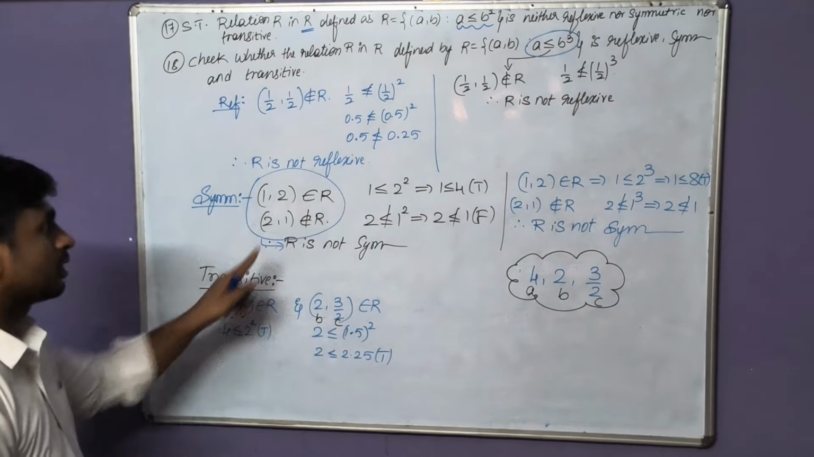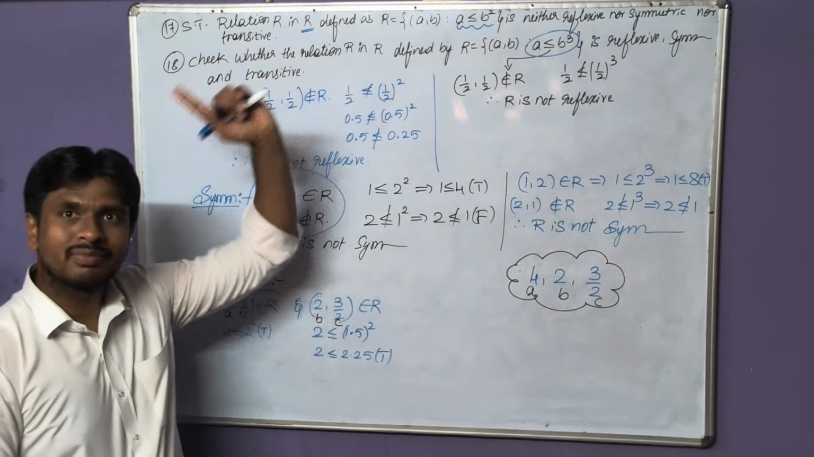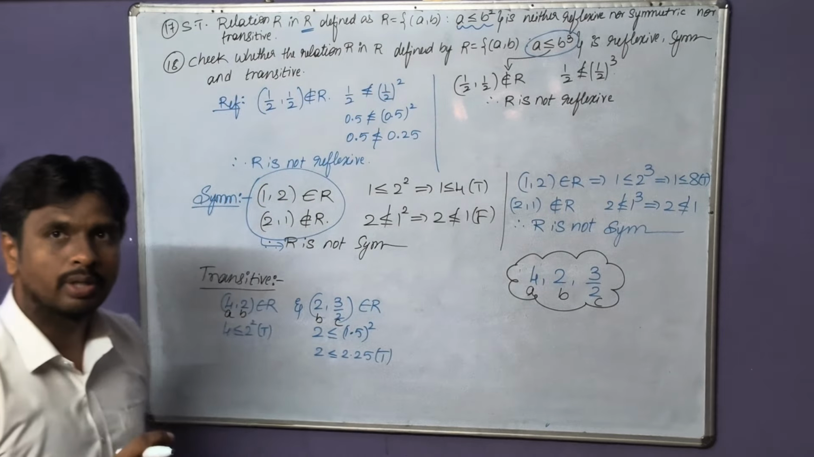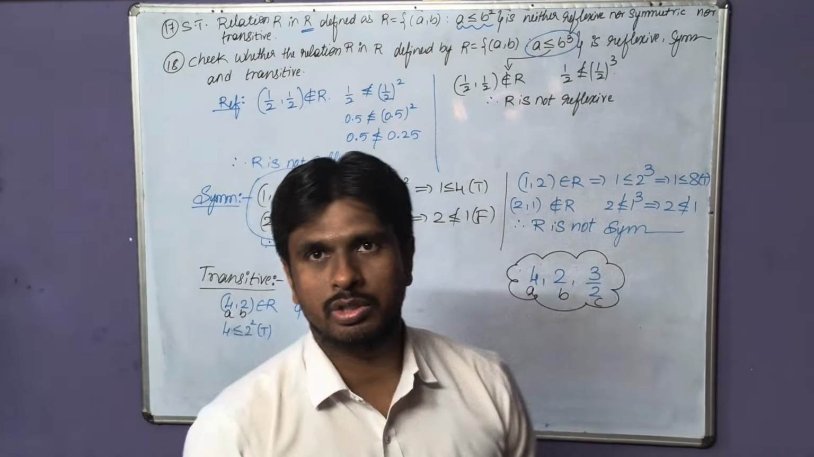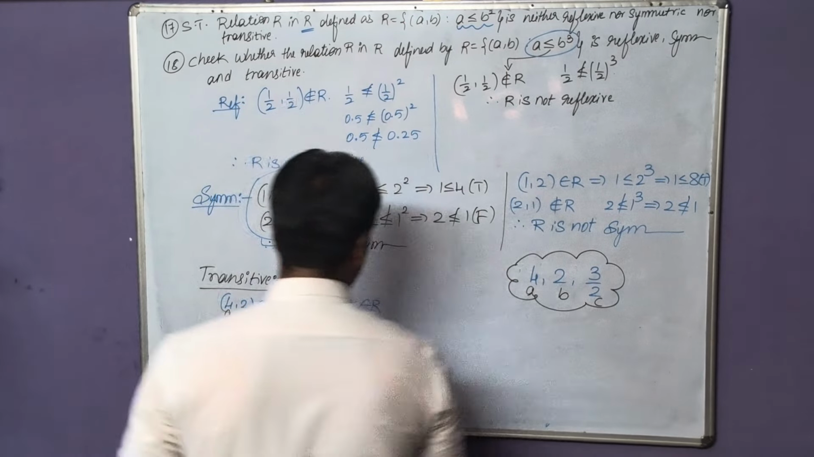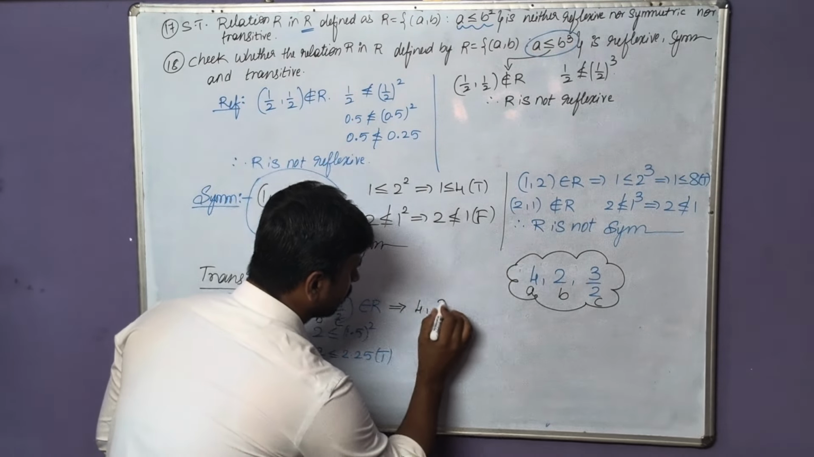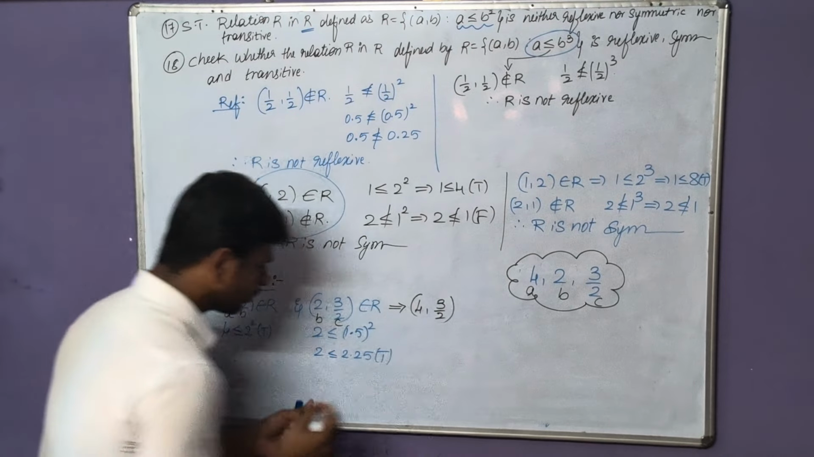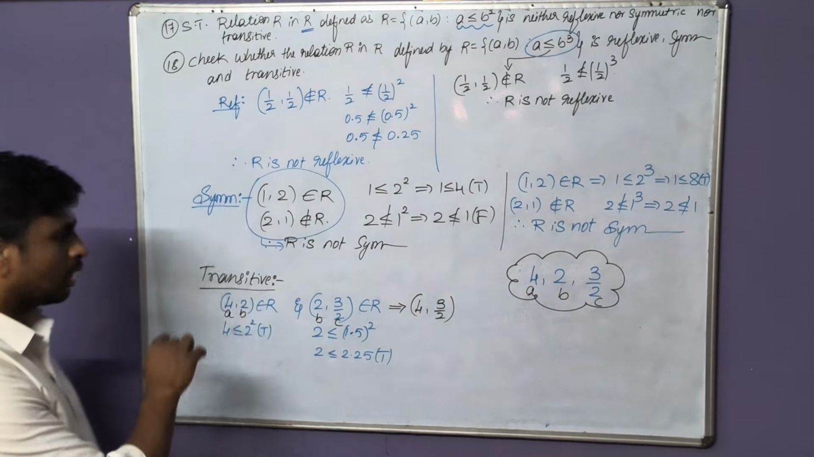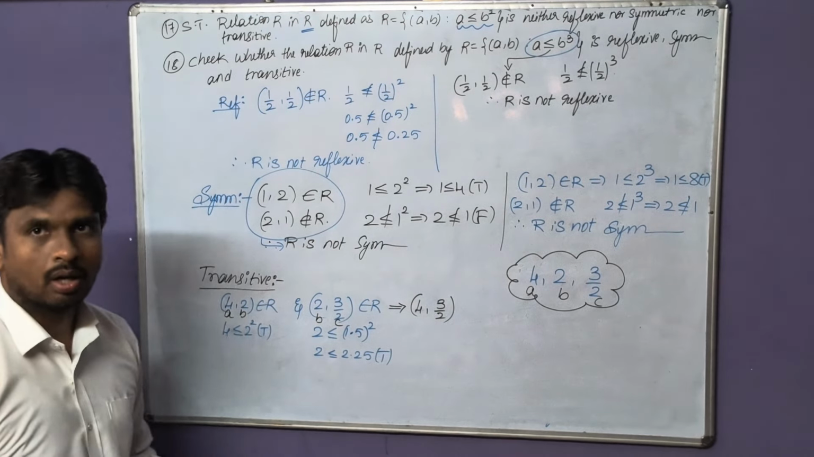But we need to prove that here (A, C) does not belong to R. Then only we can say that the given relation is not transitive, because the first question was given very clearly to prove that the given relation is neither reflexive nor symmetric and not transitive. Accordingly, I am trying to prove. Now I will take the value of A and C as 4 and 3 by 2. Now cross check whether this (A, C) belongs to R or not.